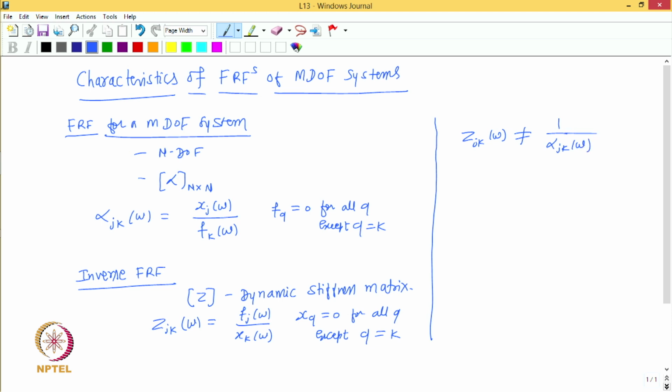So, for a single degree of freedom system this was valid, but for a multi degree of freedom system this is not valid. However, alpha can be written as the inverse of the dynamic stiffness matrix. So, that inverse relationship exists at the matrix level, not at the individual element level for the two matrices. Let us go to next page.